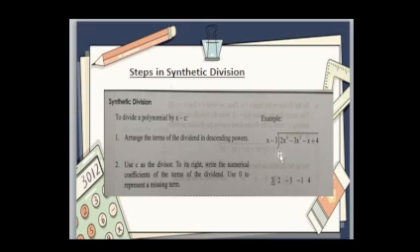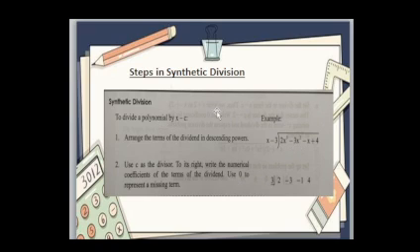That means you have to look at those exponents of the variables, and you have to arrange it from highest to lowest and use c as the divisor. That's step number 2. To its right, write the numerical coefficients of the terms of the dividend. Use 0 to represent a missing term. So if there will be a missing term, you have to use 0 to represent it. But if there is no missing term, just put all those numerical coefficients.